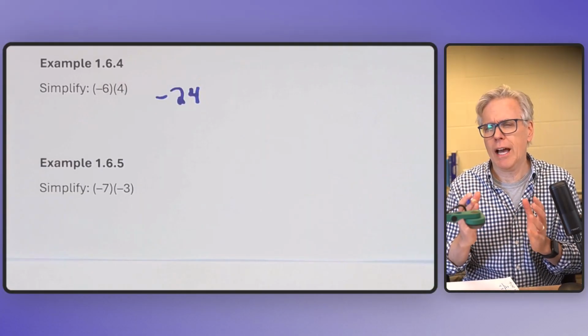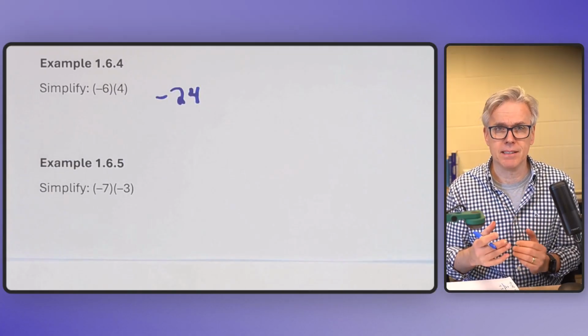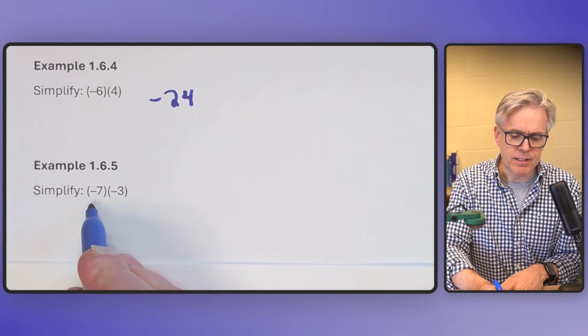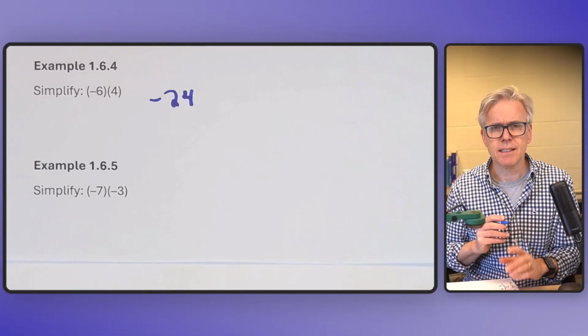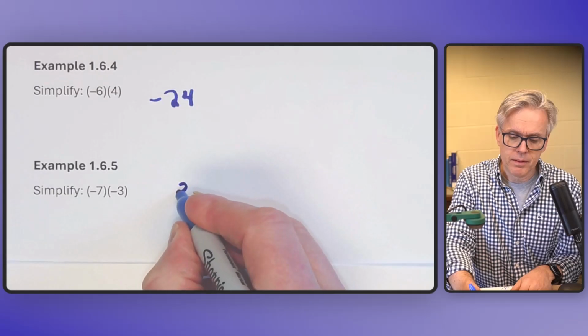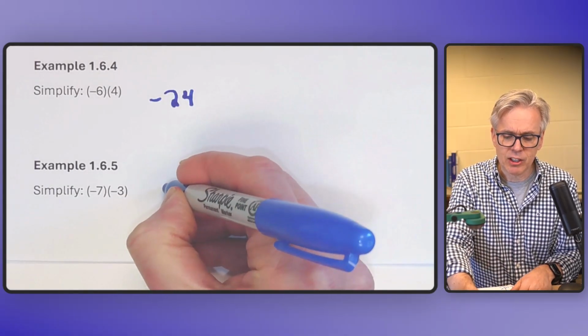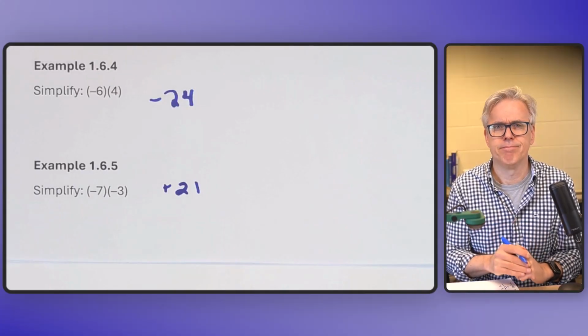This is not a full explanation of integer arithmetic. We're just kind of reminding you of the basics. -7 times -3. So in this case, I'm just going to multiply the numbers together, and I'm going to get 21. And then a negative times a negative is a positive. If you want to emphasize that, you can put a plus there, but that is not needed.